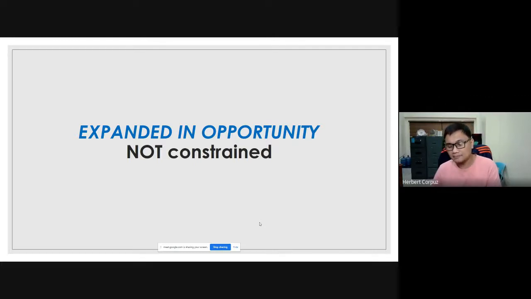Hindi nyo ba alam na itong mga klase ng mga mag-aaral na ito ay kailangan lang ng mahabang oras, kailangan lamang nila ng maraming mga materyales, maraming mga resources nang sa ganun ay matuto. Okay? And this is what we mean by expanded opportunity. Hindi tayo titigil hanggat hindi natututo, hanggat hindi nauunawaan ng ating mga mag-aaral yung ating tinatalakay sa loob ng klase.